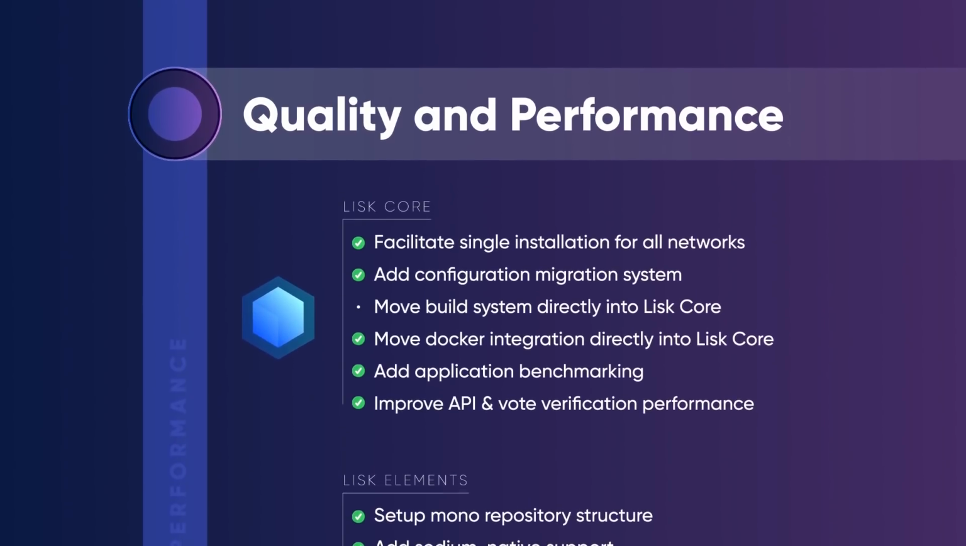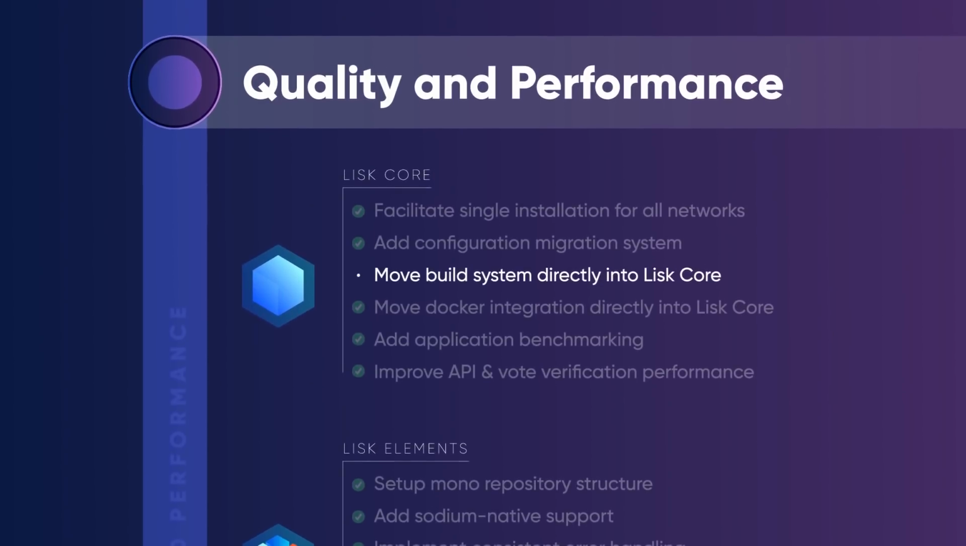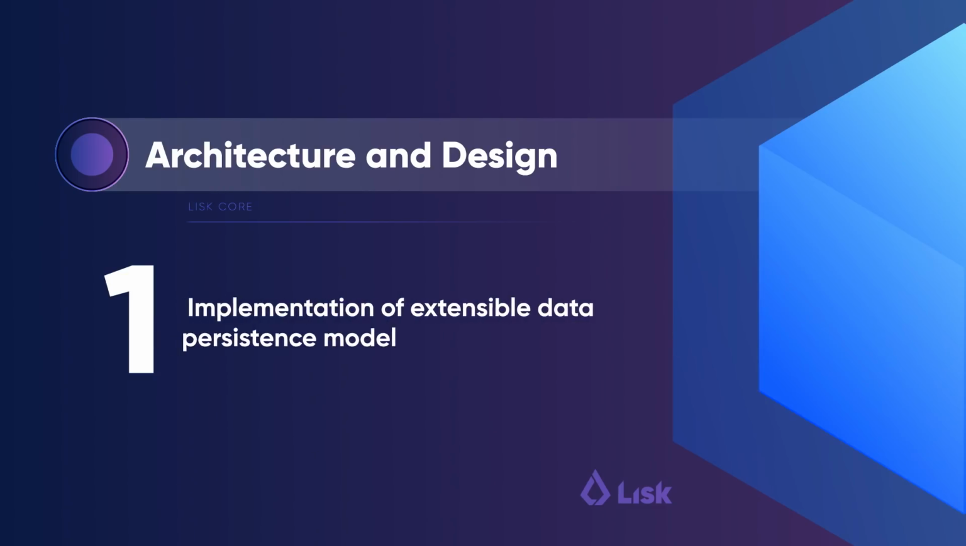Together with the whole team, we're focusing on finishing the first phase from the roadmap that is published, quality and performance. And Lisk Core version 1.4 implements the last objective named Move Build System directly into Lisk Core. Meanwhile, work on the second phase, architecture and design, has already started. We divided the whole work into 3 phases. Phase 1 covers the implementation of extensible data persistence model, which brings the organization and pattern into the persistence layer.